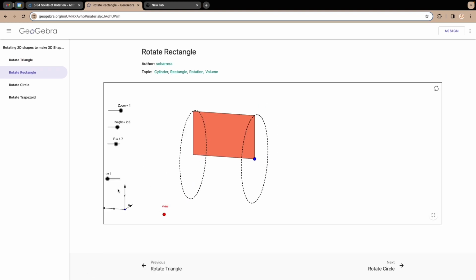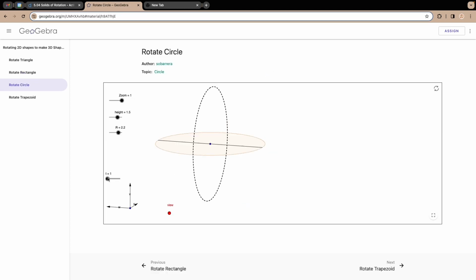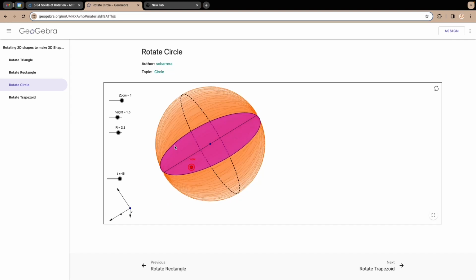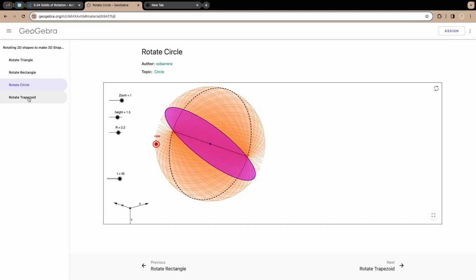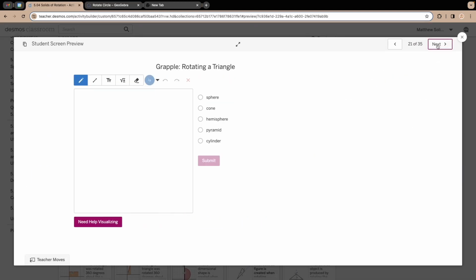What if I rotate a rectangle? I'm going to make a cylinder. If I rotate a circle, I make a sphere or a ball. So when we rotate 2D shapes, we can make 3D shapes. So we did that in class today.